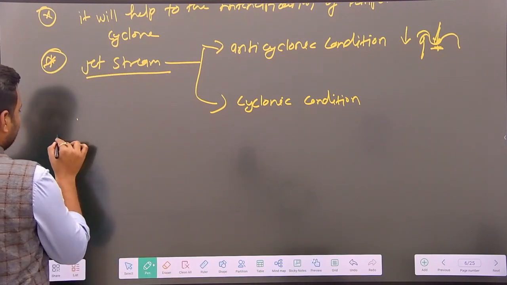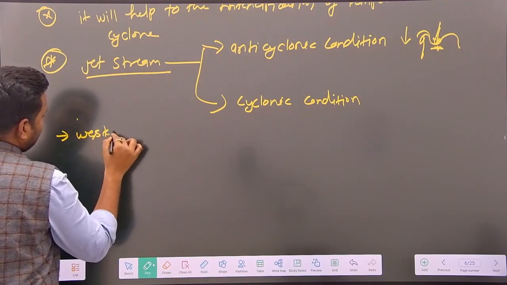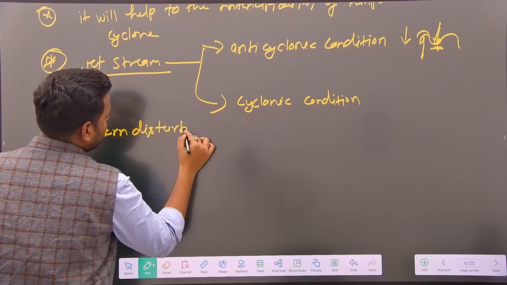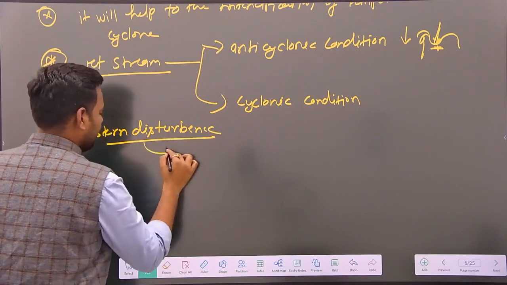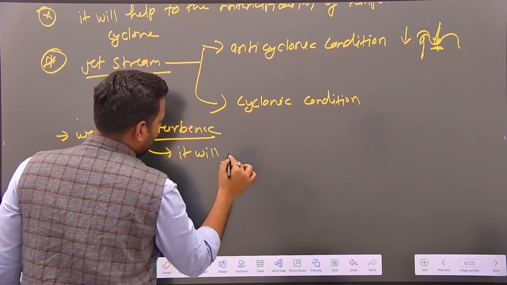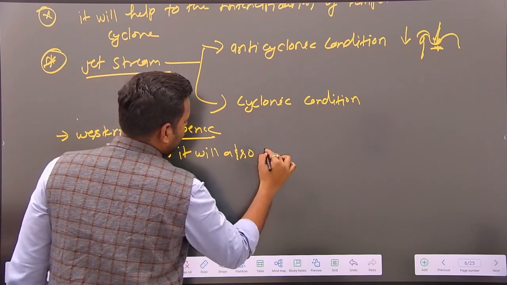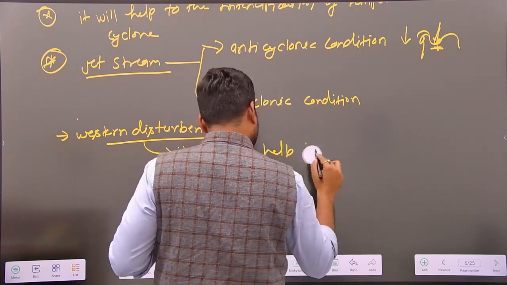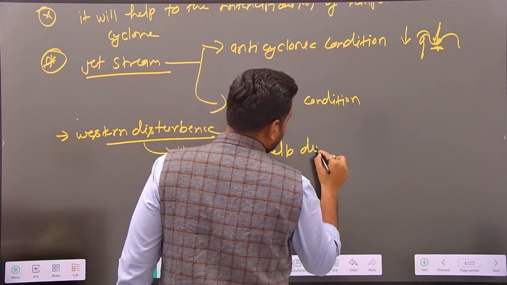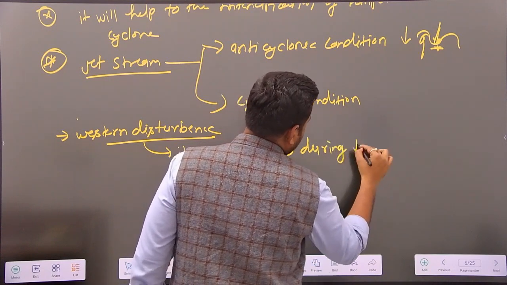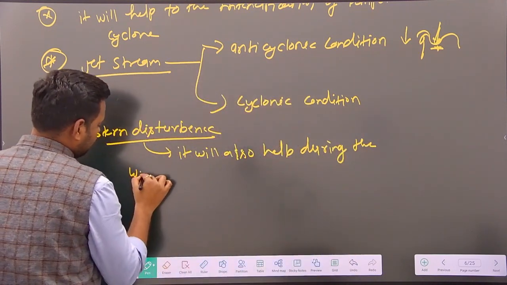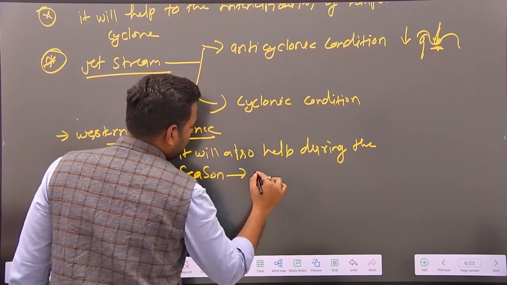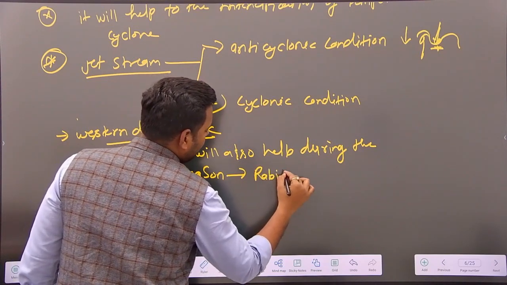We also discuss the point of western disturbance. Western disturbance will also help during the winter season for the Rabi crop.